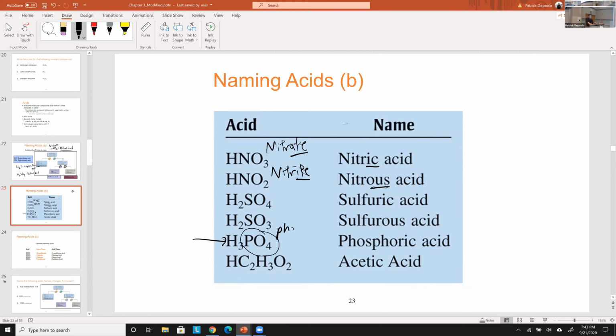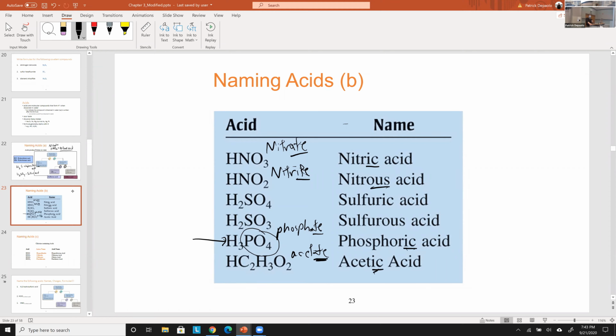is phosphate. And since it's an ATE, you change it to an IC. It becomes phosphoric acid. Why isn't it phosphic? Why are you not directly changing it to IC? Because it sounds better. Phosphic is stupid. Phosphoric sounds a lot better. And then you have acetate, and this becomes acetic acid. So you get rid of the ATE and put the IC.